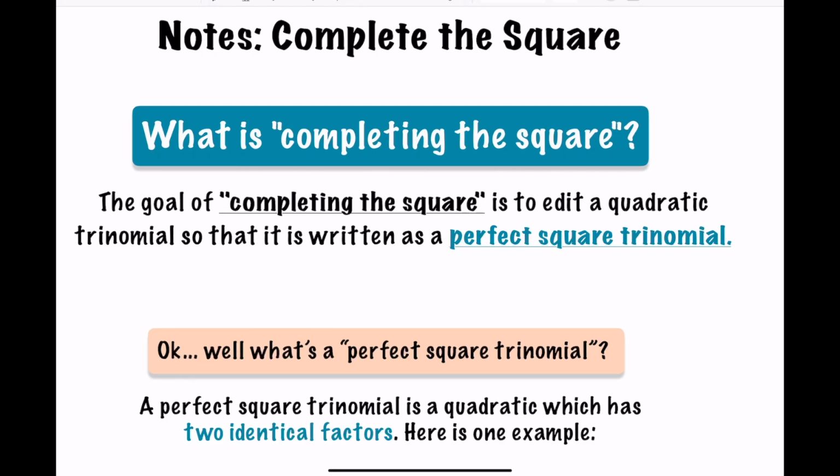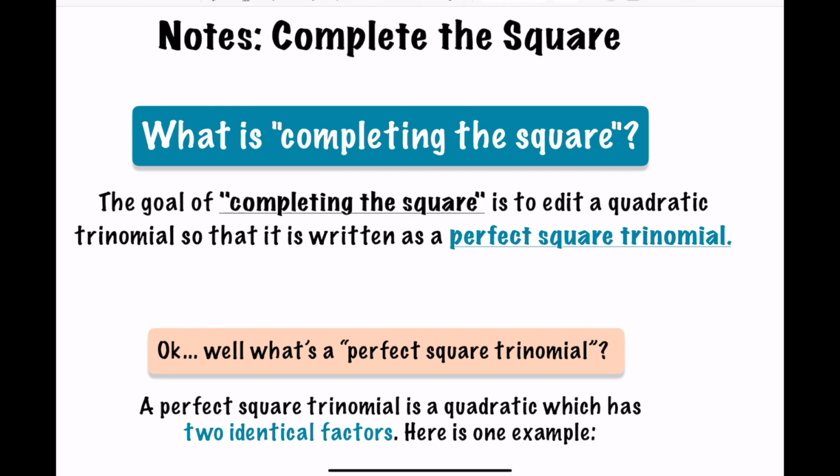In this video, we are going to learn how to complete the square. So what is completing the square? The goal of using the method of completing the square is to edit a quadratic trinomial so that it is written as a perfect square trinomial. Well, what is a perfect square trinomial? A perfect square trinomial is a quadratic which has two identical factors.